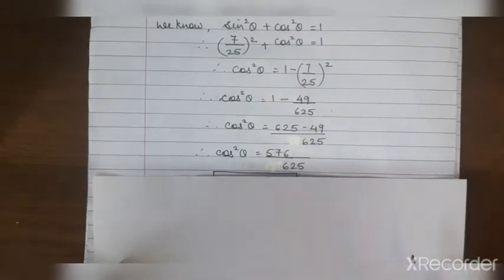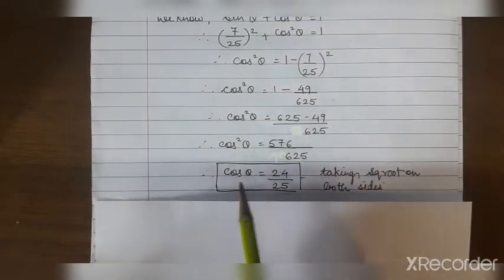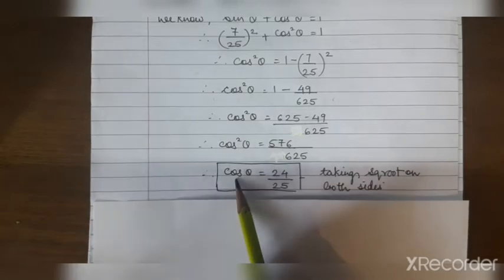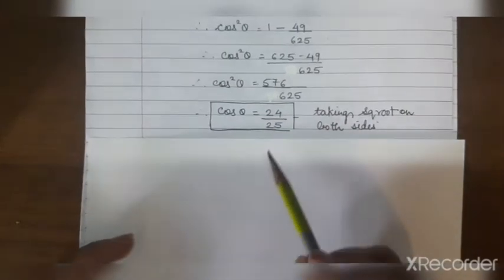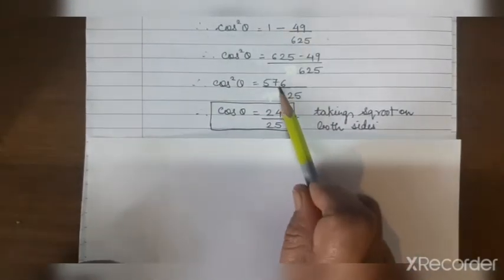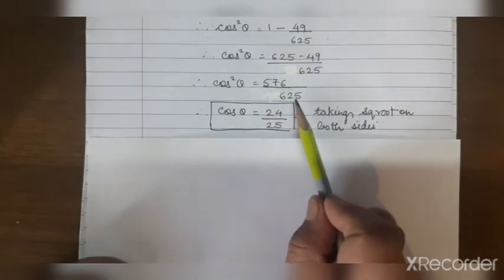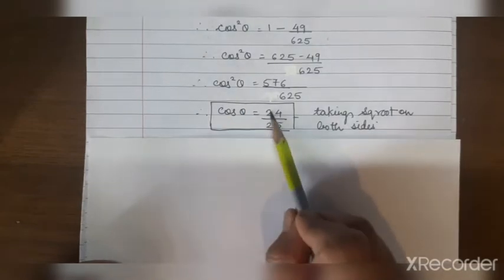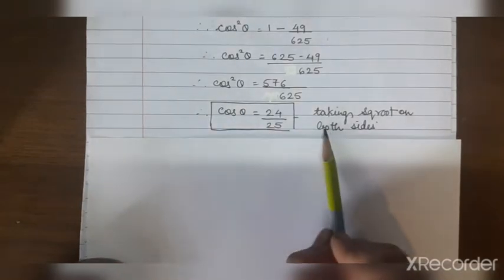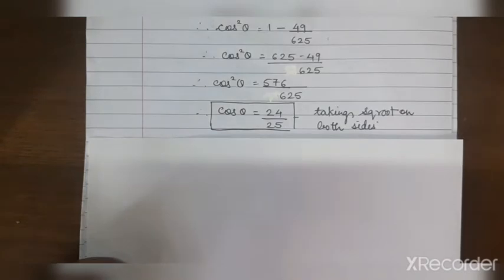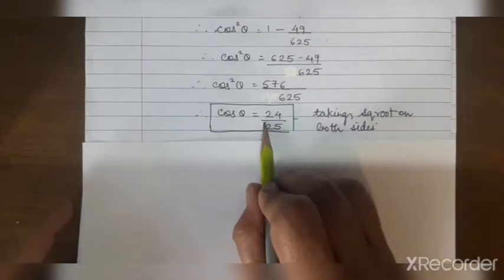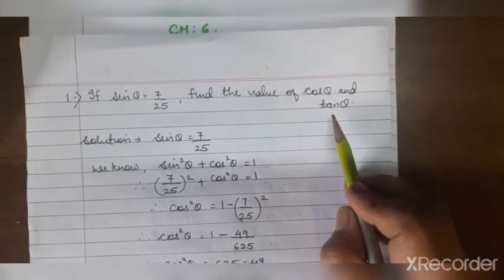So taking square root on both the sides, we will remove the square. Square and square root get cancelled and we get cos theta. The square root of 576 is 24 and the square root of 625 is 25, and therefore we got cos theta equal to 24 upon 25. But we need to mention that we are taking square root on both the sides. In this way we have got cos theta, but we also have to find tan theta.